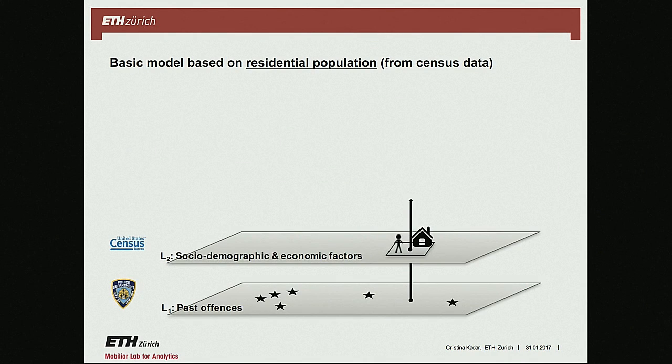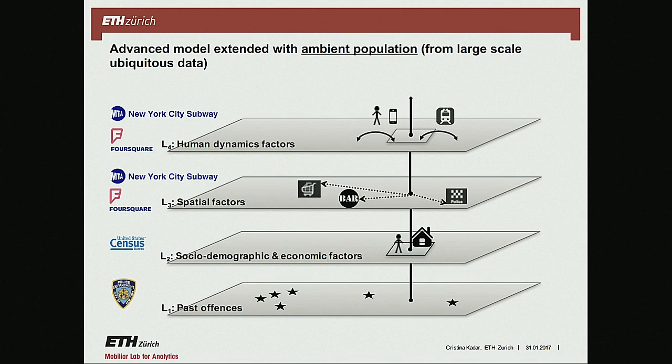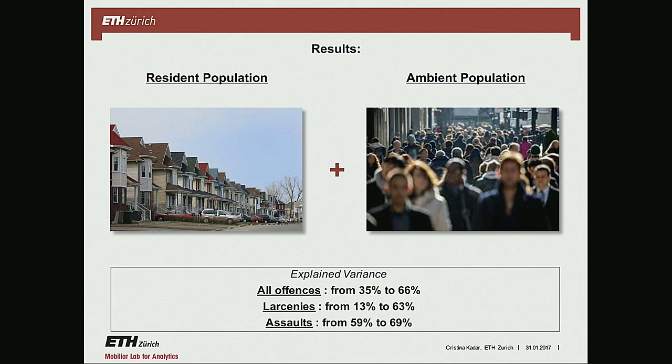So my basic model would only be built on features that describe the residential population of an area from census data. And the ground truth is just past offenses in census tracts of New York City. The advanced models extend this by two further layers. One is points of interest in an area, for example, the venue diversity of that area, and human dynamics factors, for example, the number of check-ins in food establishments on a normal weekend, as well as commuting data.